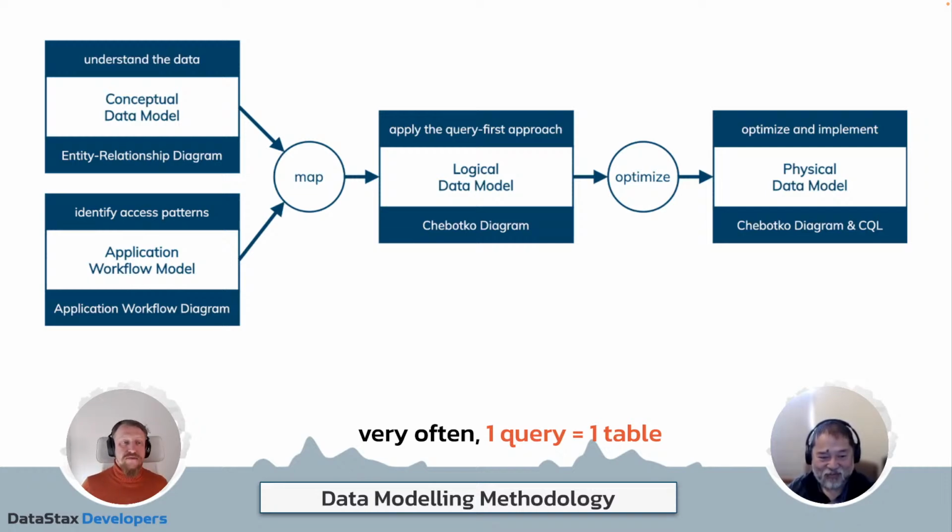When we have those, the workflow model and data model, we map them together and we can already have a logical data model, described in a Chebotko diagram, using this query-first approach I mentioned before. Then we optimize those to have the physical data model designed properly.